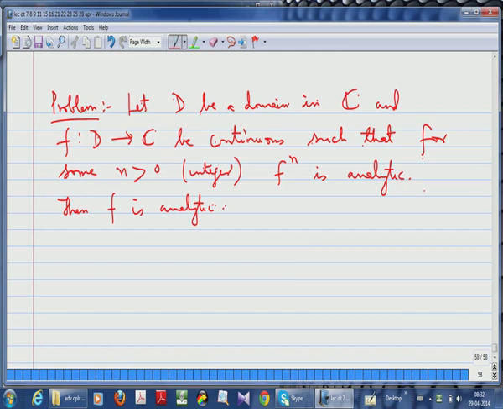Of course, I need to take n greater than 1 because otherwise it is trivial. If I put n equal to 1, f power n is just f power 1, which is f. And what is the solution to this? So f power n, first of all, means f of z whole power n, which means f of z multiplied n times.